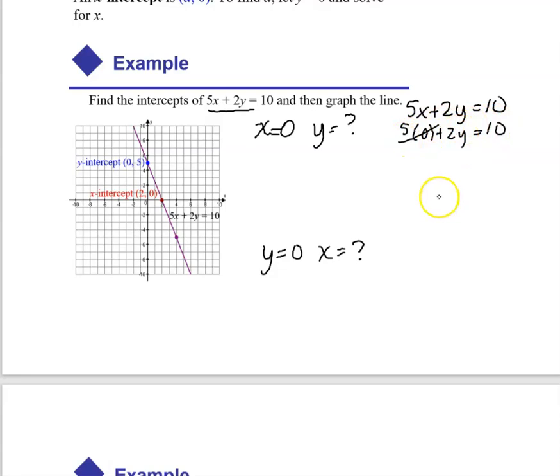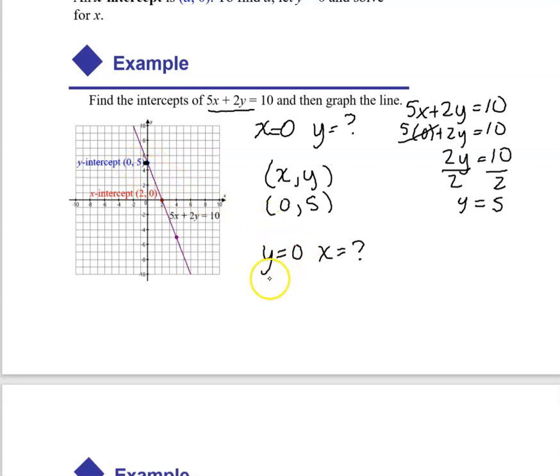this term cancels out because 5 times 0 is just 0. So we're left with 2y equals 10. When we divide both sides by 2, y ends up being 5. So our x, y coordinate is 0, 5. And now they've already gone and plotted that for us. We walk to 0, go up to 5. We've got the coordinate 0, 5.